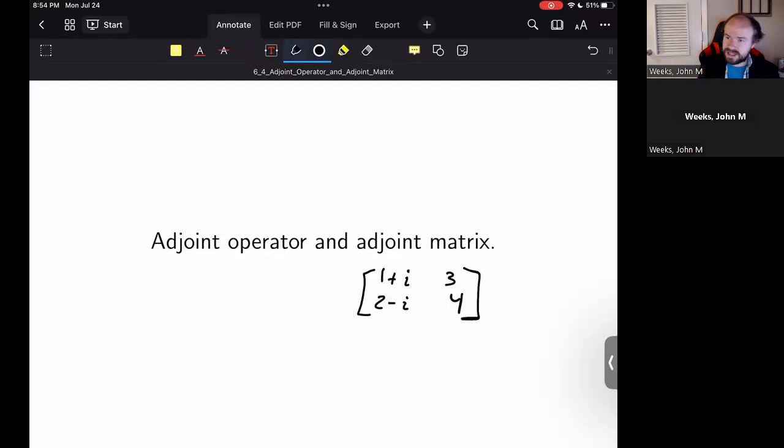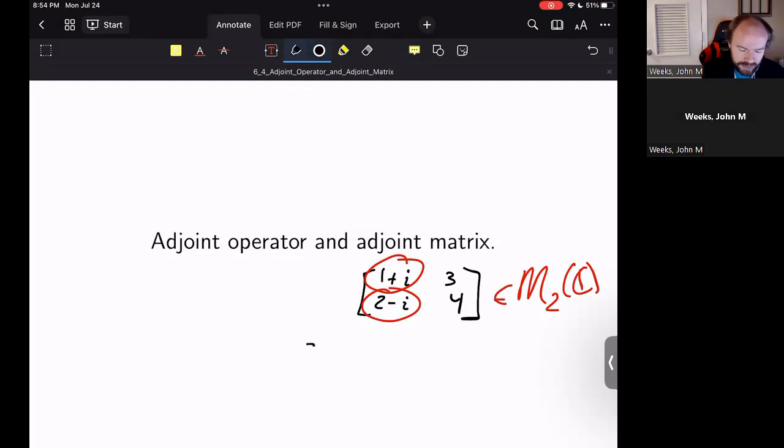If we have a matrix like this, we know that we can take the transpose of a matrix like this. But notice here that we have some complex numbers. This is an element inside of M2(C). So here's M2 of the complex numbers. Oftentimes, instead of looking at transposes of this matrix, what we will do instead is look at what the adjoint of this matrix is.